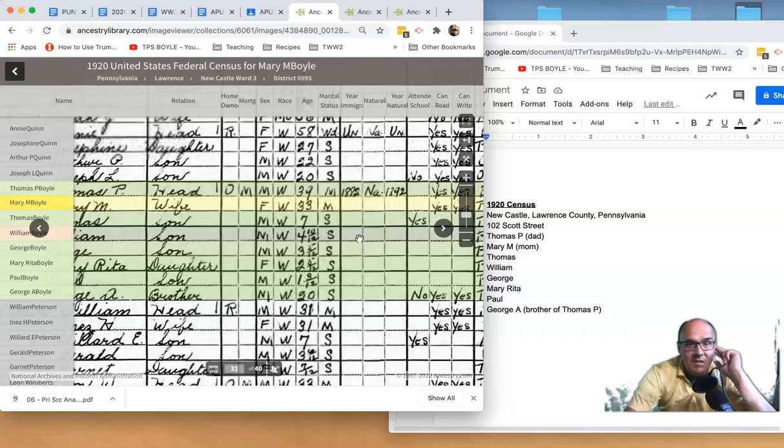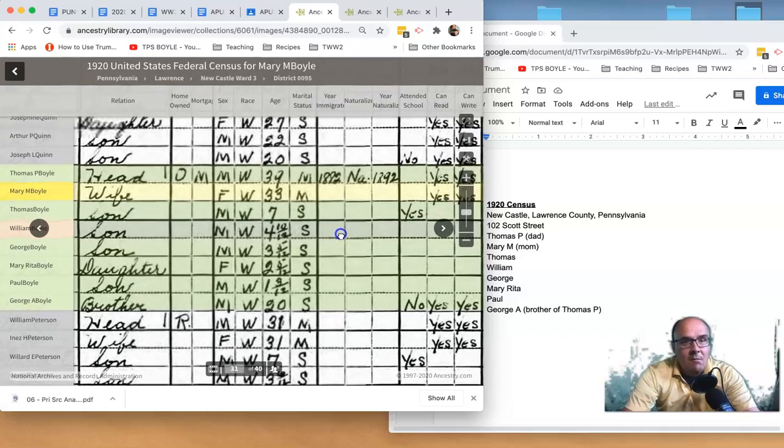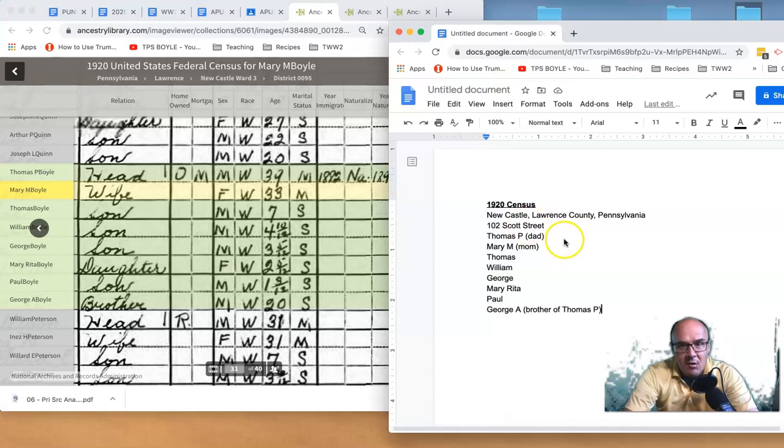Okay, then we're going to learn their ages, and this is going to be important as we try to figure out when the heck they were born. So Big Tom is age 39 in 1920. Mary is 33. Tom is 7. Now, here's where it gets fun. You can actually figure out what their birth month is here, but we're not going to do all that. We're just going to say that Bill is 4. George is 3. Mary Rita is 2. And young Paul here is 1 3/12, which means he's 1 year and 3 months old. And George, the brother, is 20.